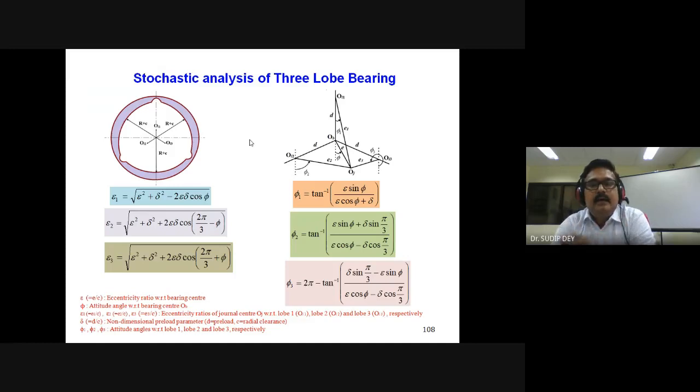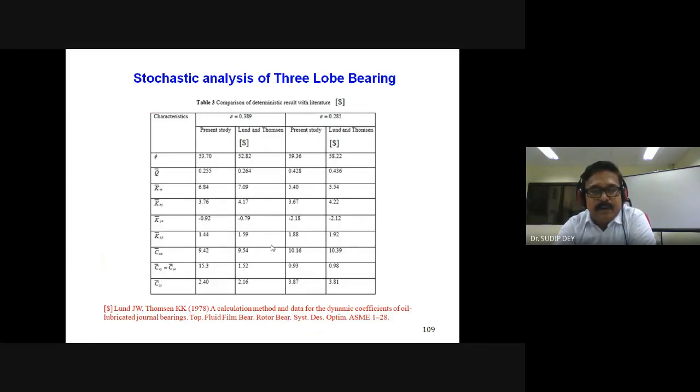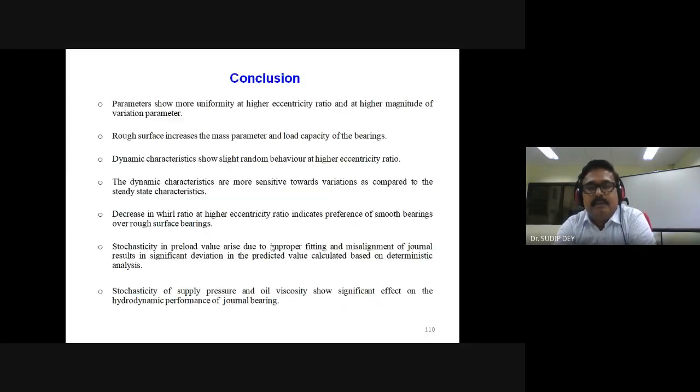And this is the three lobe bearing. This is the geometry of the three lobe bearing. Like the two lobe, it is a three lobe bearing. Here is the geometry of this, and we get the framing of the relationship of the geometry, and this is also validated from this paper, and we also get the results, but I am skipping all that results part. Now I'm coming to the conclusion part.